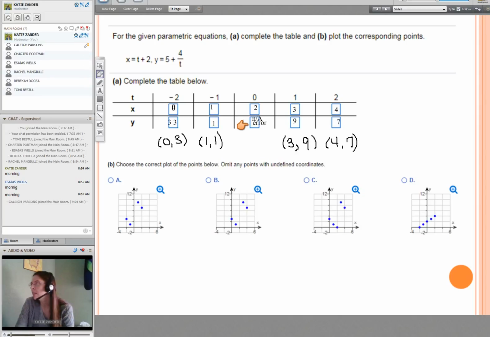All right, so taking a look, it does say to omit any points with undefined coordinates. That undefined coordinate would have to be when t equals 0, right? So we do not want to include that in our graph. So looking at the below choices, which graph is going to represent the points that we created from our table up above? Is it graph A, B, C, or D?